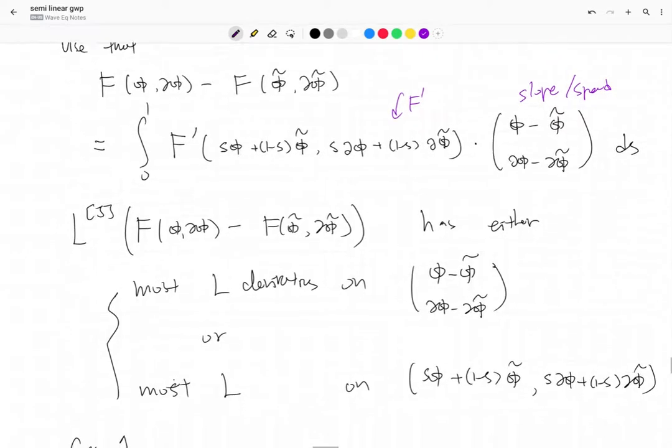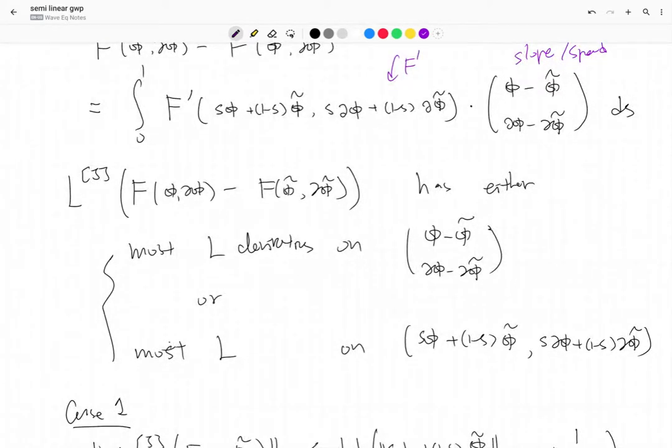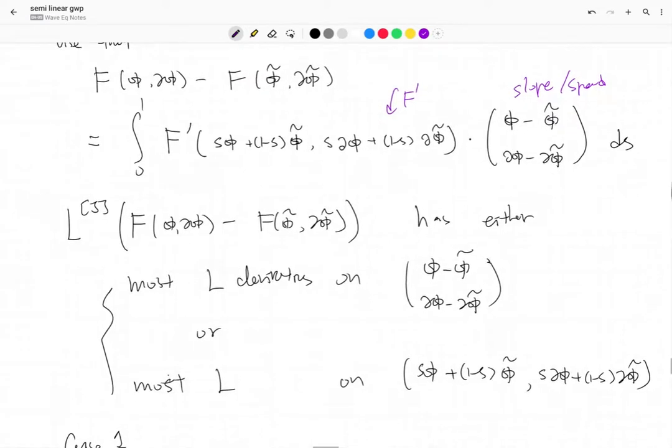Okay, so if you look at L derivatives acting on this difference, then we here have a product, right? We're integrating with respect to s. Since this is a finite integral on a finite interval, and everything inside is sufficiently nice, I can just put the derivative inside, into the integrand. Then one of two things can happen: either the most number of L derivatives is hitting on the linear term on the end, the difference, phi minus phi tilde and d phi minus d phi tilde, or the most number of L derivatives is going to hit on one of the arguments to f prime. Okay, so there are two cases.